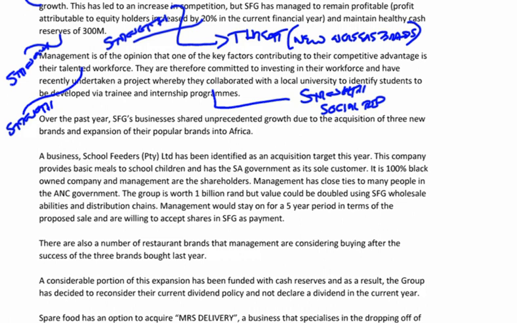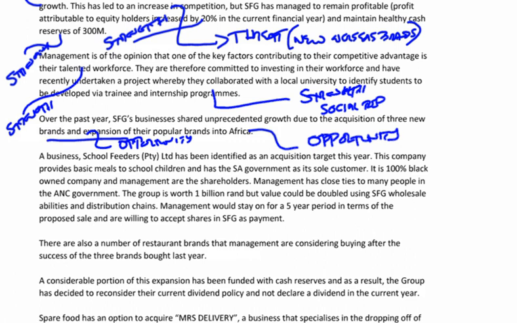It's internal to you. Over the past year, SFG's business has shared unprecedented growth due to the acquisition of 3 new brands and expansion of their popular brands into Africa. That's an opportunity. We can expand our own brands into Africa. That's one of our opportunities. We could buy new brands. That is another one of the opportunities. So both of those might go down into the opportunity column.